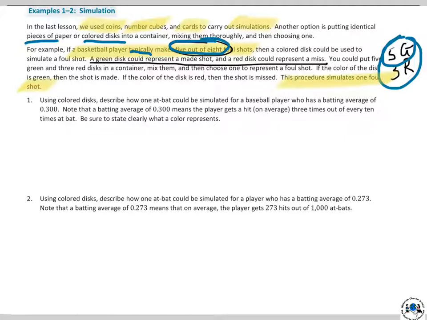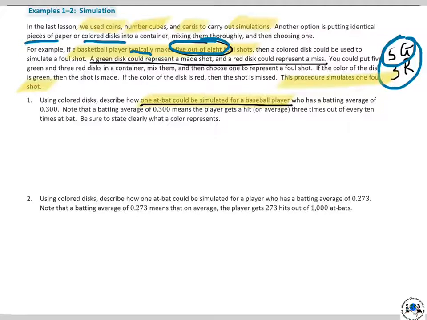Okay, so here we go. We have number 1, number 2 here. I'm going to lay it out for you. I'll just read this to you, and I want you to figure out what you need to do. So using colored discs, let's just imagine we have colored discs. Describe how one at-bat could be simulated for a baseball player. An at-bat is when that baseball player gets up to the plate and is going to do something.